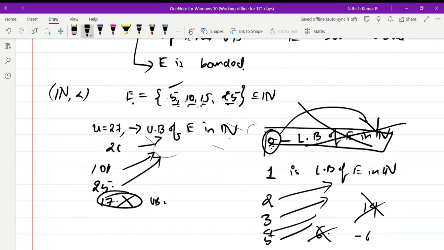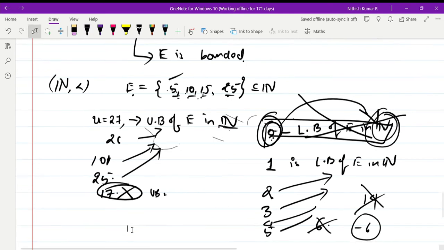What about minus 6? It is similar to 0: minus 6 and all negative integers are not elements of N. So it is not right to say it is a lower bound. The element must be from the ordered set, that is, in this case it is from N, but 0 and negative integers are not elements of N. Therefore no need to say whether they are lower bounds or upper bounds. Okay, now moving further.